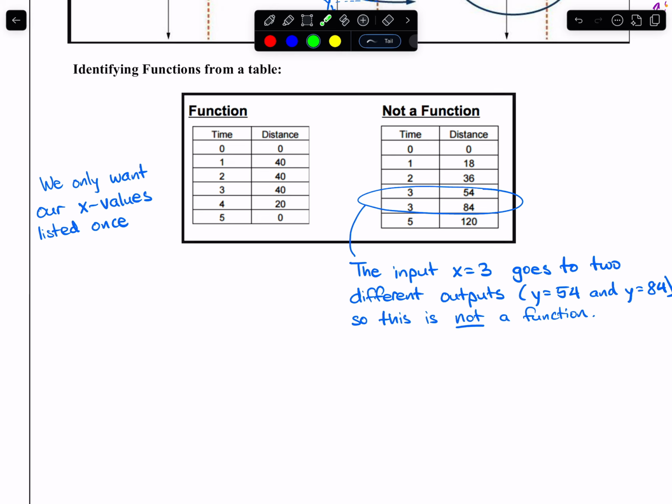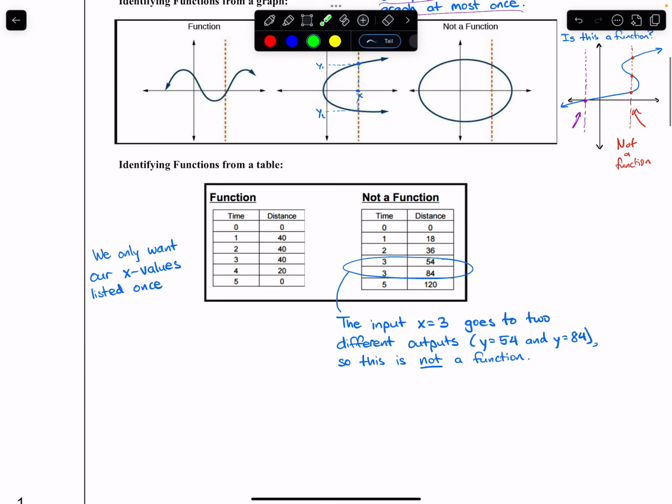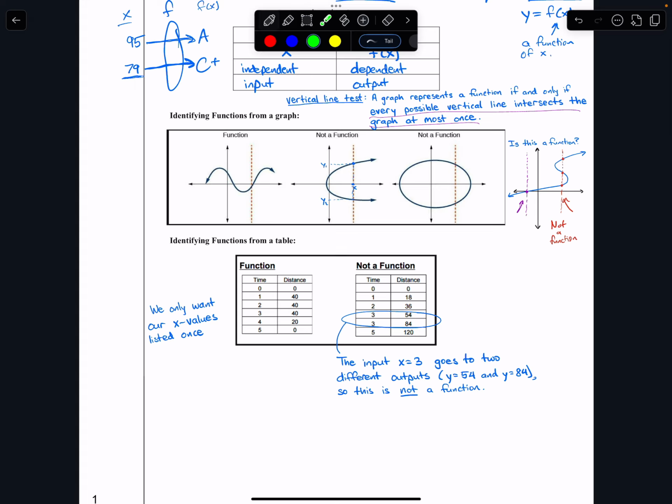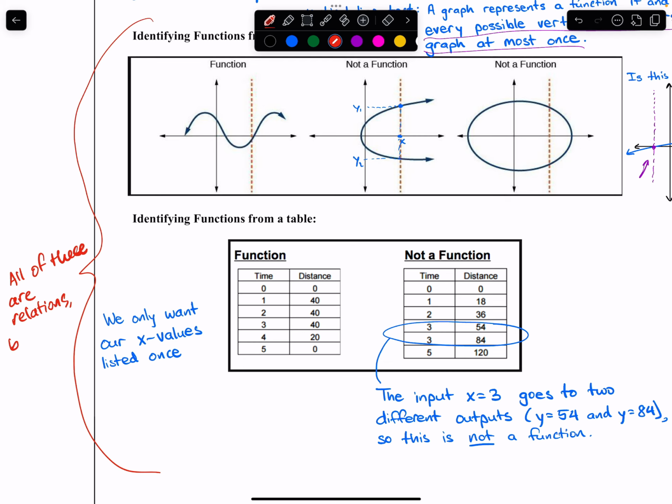In contrast, this table on the right is not a function because you have an input of 3 here that maps to 54 as an output. But that same input, 3, also goes to a different output, 84. So that's not a function. It should also be noted that all of these examples here, all of these are relations, but not all of them are functions.